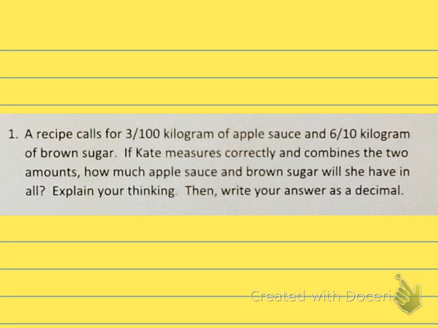Okay, here is another homework assignment. A recipe calls for 3/100 kilogram of applesauce and 6/10 kilogram of brown sugar. If Kate measures correctly and combines the 2 amounts, how much applesauce and brown sugar will she have in all? Explain your thinking, then write your answer as a decimal.